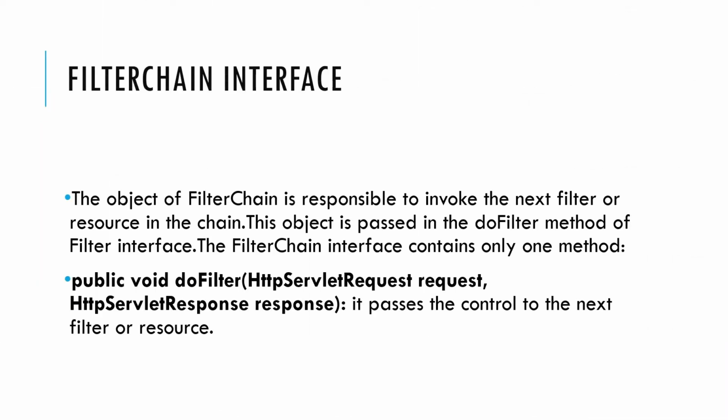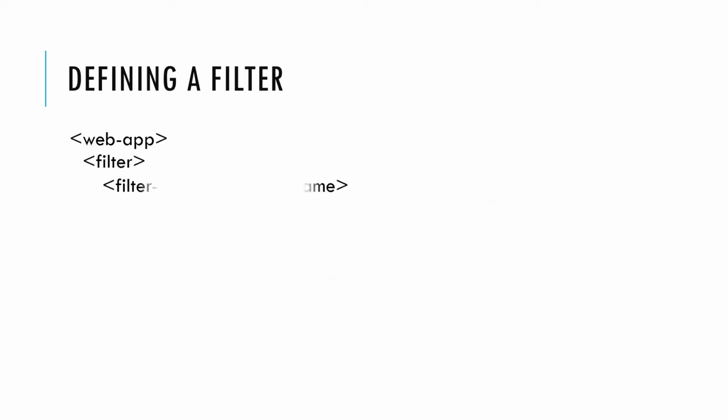And then we can see the FilterChain interface. The object of a FilterChain is responsible for invoking the next filter or the resource in the chain. So it will call the next resource that is mapped in the chain, and this object is passed in the doFilter method of the Filter interface. The FilterChain interface contains only one method, and it is doFilter. It passes control to the next filter or resource, and that is the main idea of the FilterChain interface.